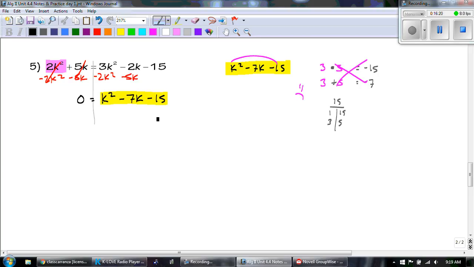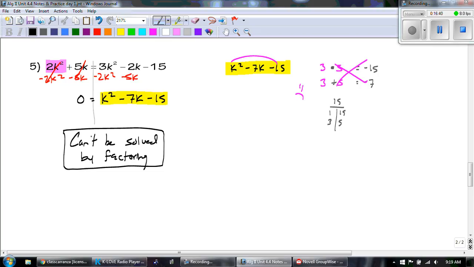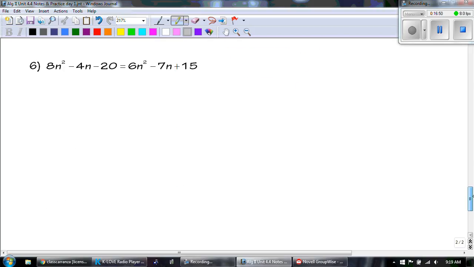So we can solve this, okay? But all we're learning right now is factoring. So this can't be solved by factoring. Don't worry, soon enough we're going to teach you how to solve it, but it can't be solved by factoring, which is what we're doing today. Okay. All right, and number 6.